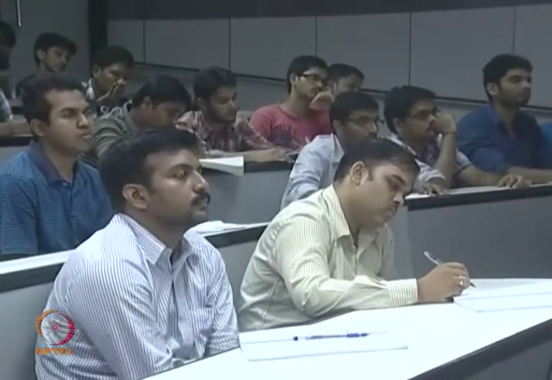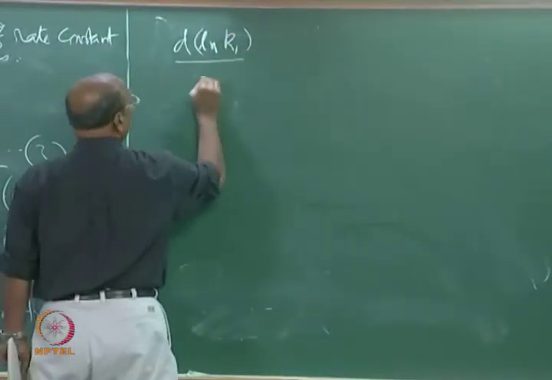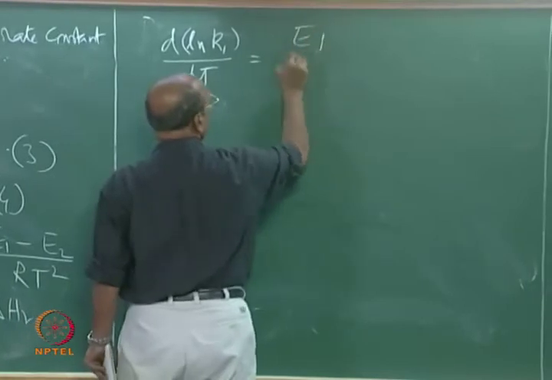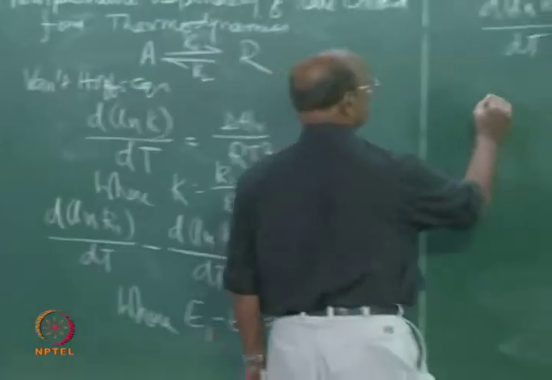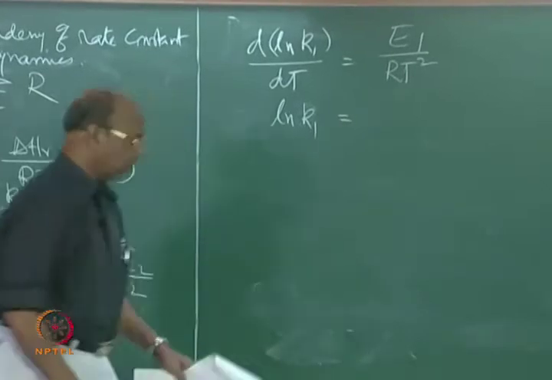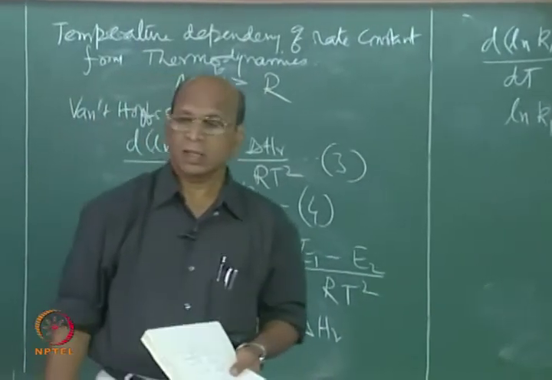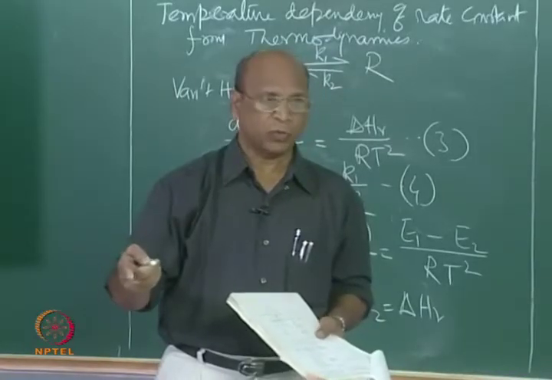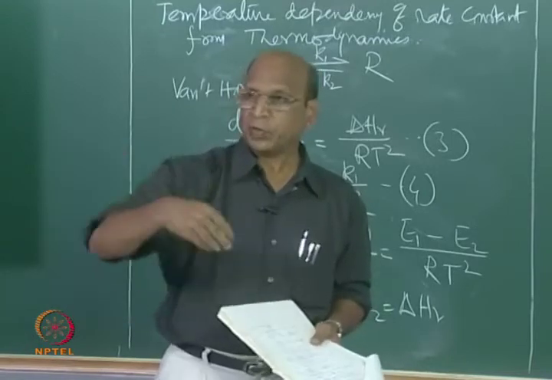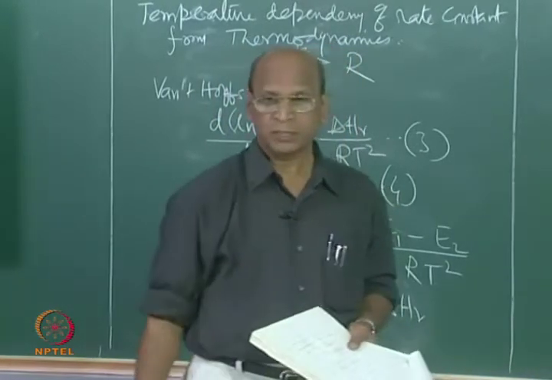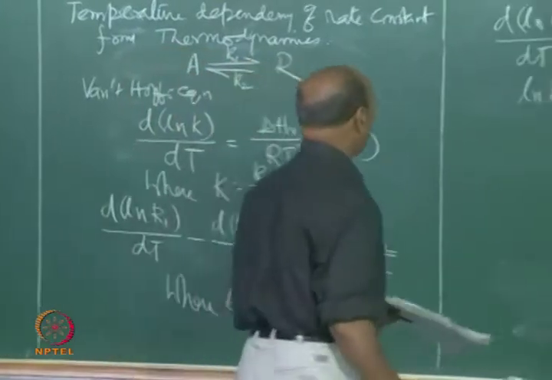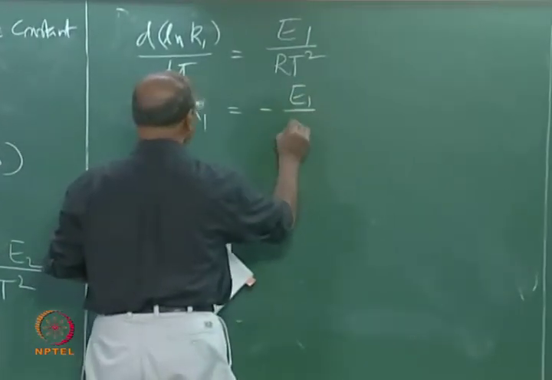So this is equivalent to d ln k1 by dT equal to E1 by RT squared. Minus E1 by RT? Because you know the answer you are telling, but I also want the mathematics. So this may be a surprise test. If you simply write the answer without writing anything in between, I will put 0, because I cannot go into your mind and see what you have done. I want something on the paper, right? Yeah. So this is equal to minus E by RT, or E1 by RT.